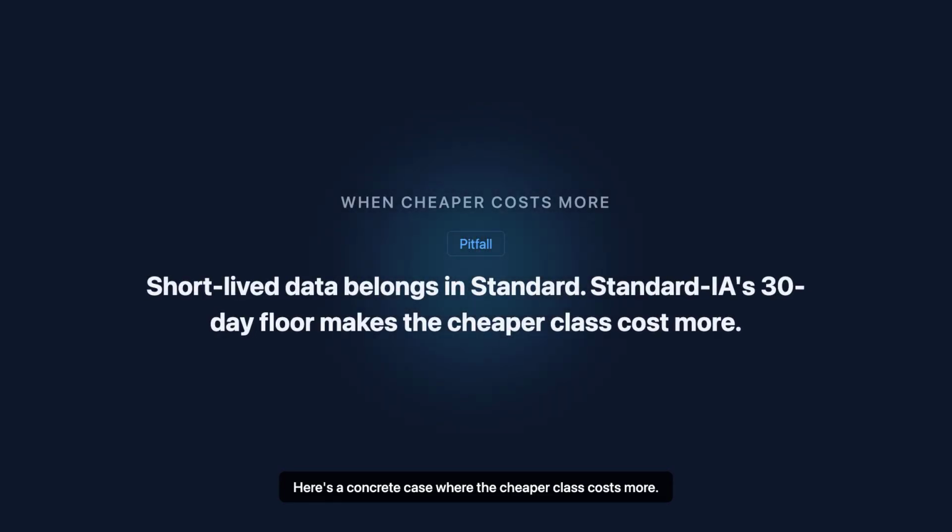Here's a concrete case where the cheaper class costs more. Imagine weekly disaster recovery snapshots that get rotated every 20 days. An engineer sees standard IA is cheaper per gigabyte and moves the snapshots there. But standard IA's 30-day minimum charges them for 30 days no matter what, so they pay for 10 days of storage they never used, on top of the retrieval fee. The supposedly cheaper class ends up costing more than standard would have. The decision rule: only use IA classes when objects will live well beyond the minimum duration.